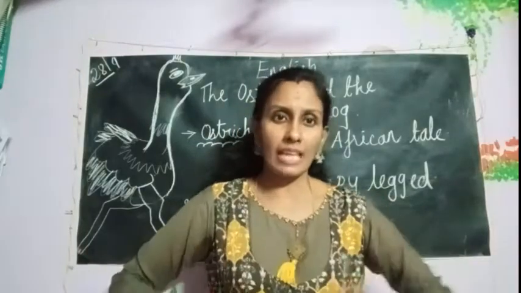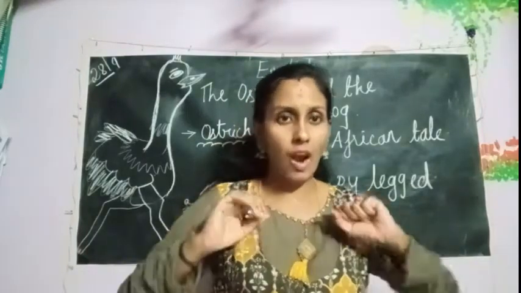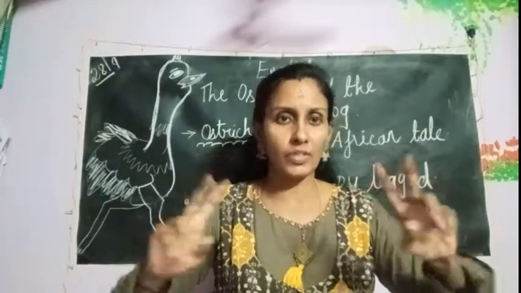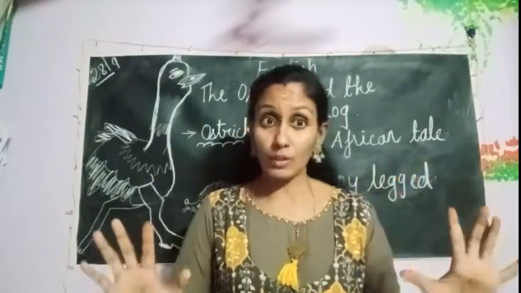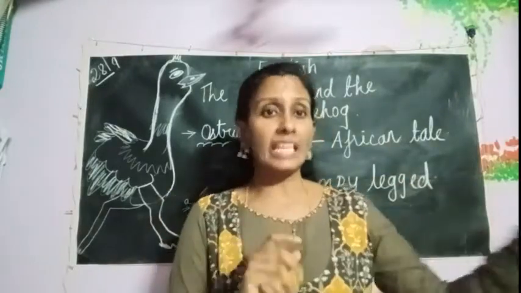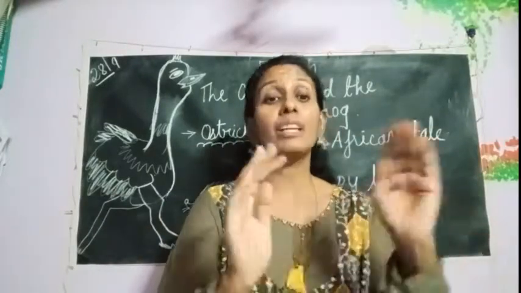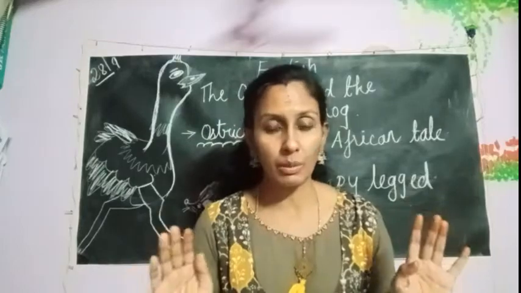I will stand along with the ostrich. On the count of 3, 1, 2 and 3, I will run along with the ostrich. We both will run. And I know very well that he will race me. He will go very faster than me. I know very well that, okay.